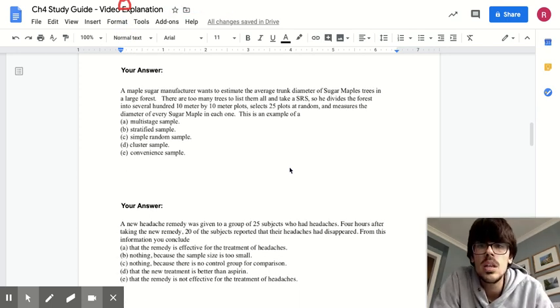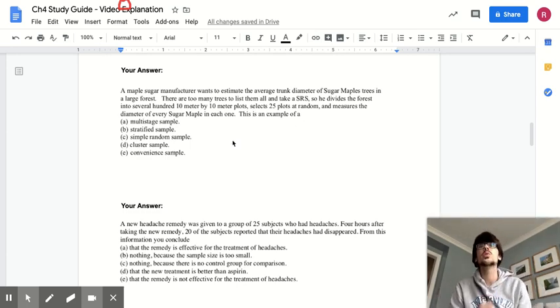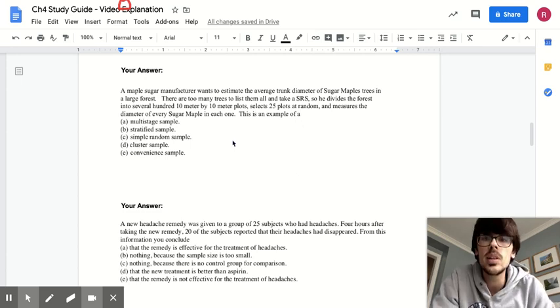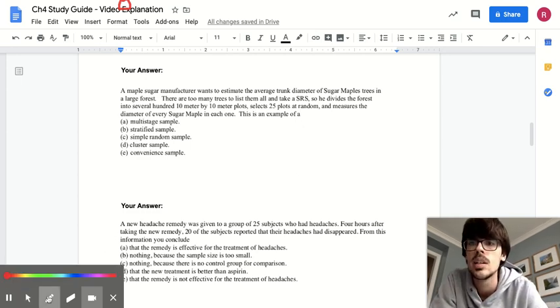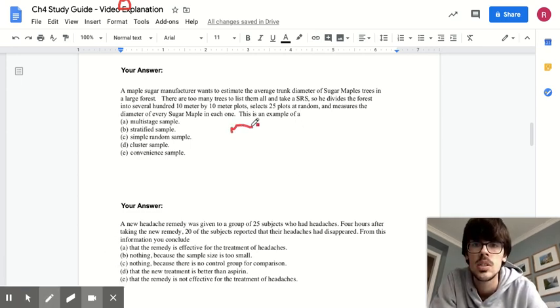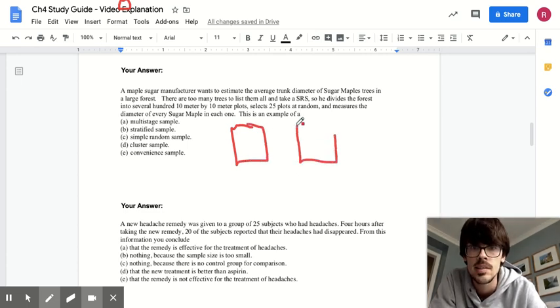We're looking at a big forest of maple trees, and we want to take an SRS and look at the diameter of these tree trunks. When we're doing this, it's really hard to do an SRS in this setting because there are just way too many trees, running all over the park to different sections to track them down. It's just too much. So instead, he's going to break his trees up into little 10 by 10 chunks.